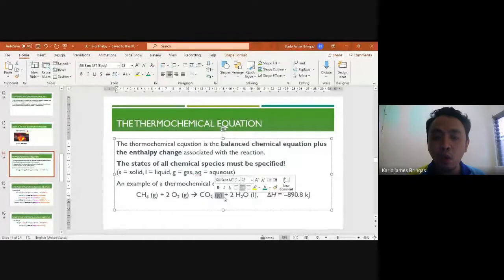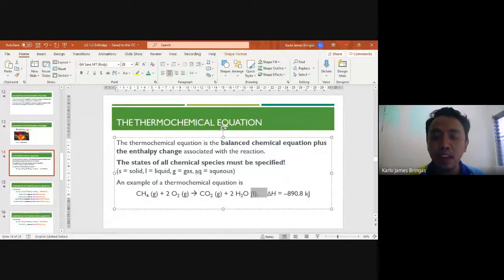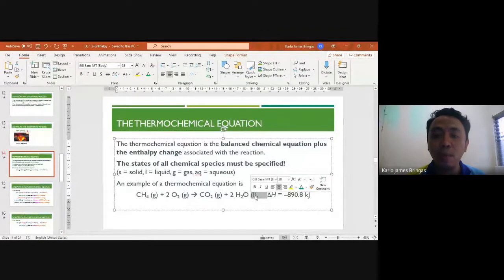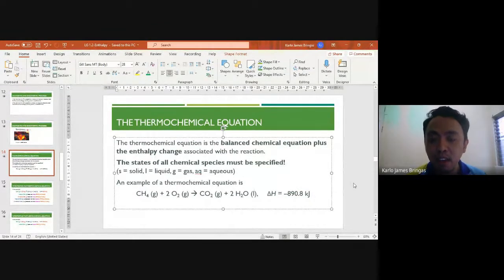So the states of our substances must always be specified because changing the state of a particular na substance would change the delta H value. For instance, if instead of liquid water, I wrote in here instead water as a gas rather. So what's gonna happen is, ang delta H natin magbabago rin siya. So the value of the delta H in the thermochemical equation depends on the state of the chemical species. That is why we always have to specify whether it's a solid, a liquid, a gas, or an aqueous na species.